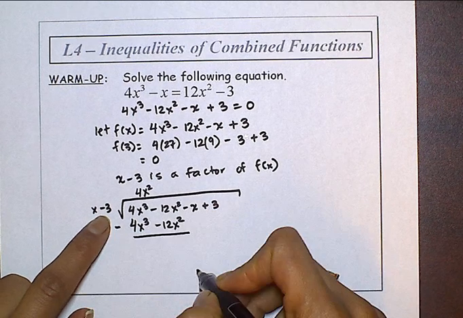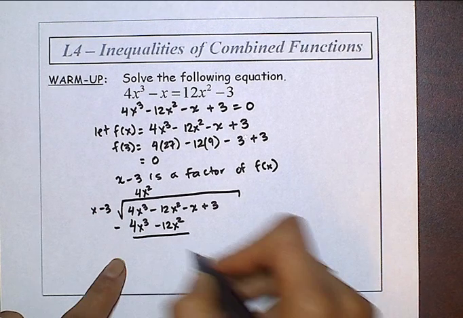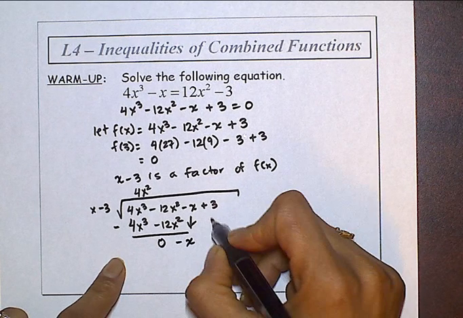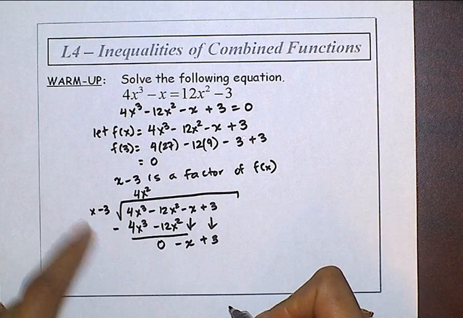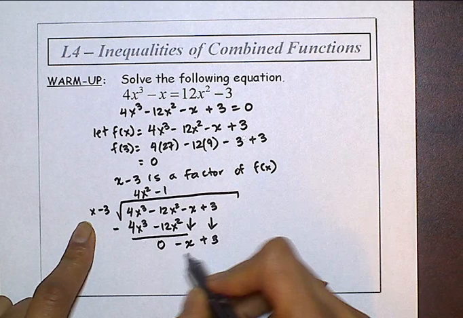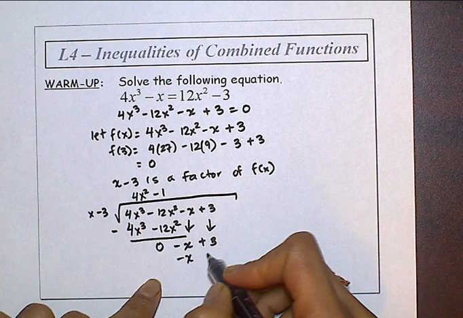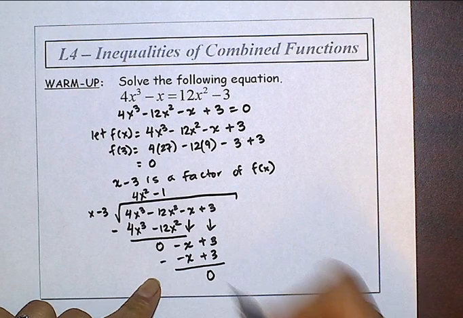I'm going to go ahead and subtract my two expressions here. So this becomes a 0. I'm going to bring down the negative x, and I'm also going to bring down positive 3. In this case, I'm going to have to multiply x by negative 1 to get negative x, and negative 3 times negative 1 is positive 3. Subtracting those, I also get a 0. So you should end up getting a 0 because we have determined that x minus 3 is a factor of f of x.